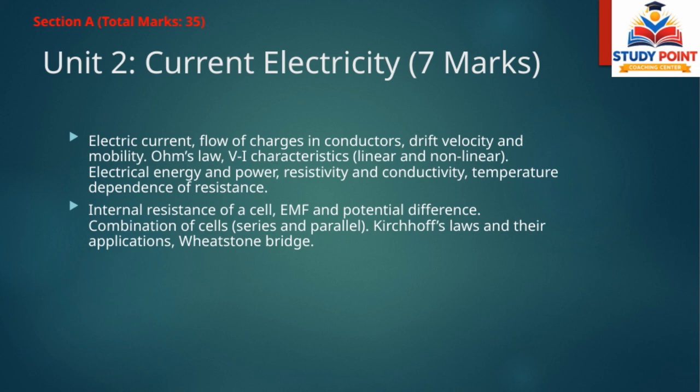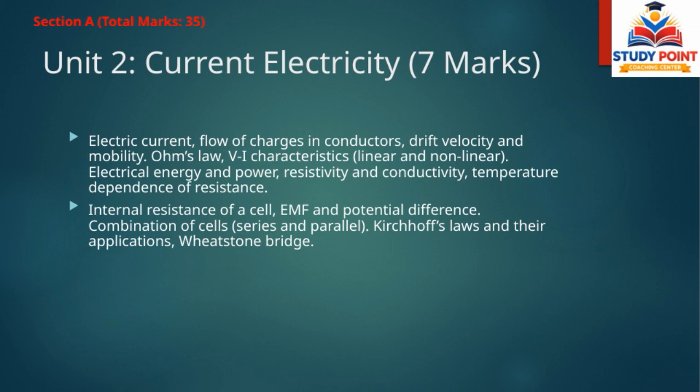It states that the current flowing through a conductor is directly proportional to the voltage across it, provided temperature stays constant. This relationship is often illustrated through VI characteristics, which can be linear for some materials, but nonlinear for others, indicating different behaviors. We also consider electrical energy and power, how energy is transferred and converted in circuits.